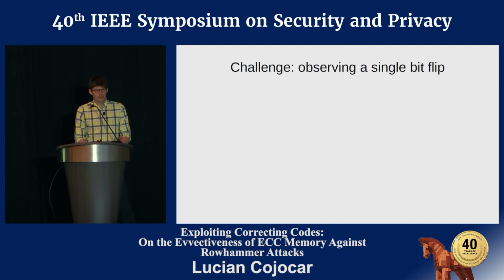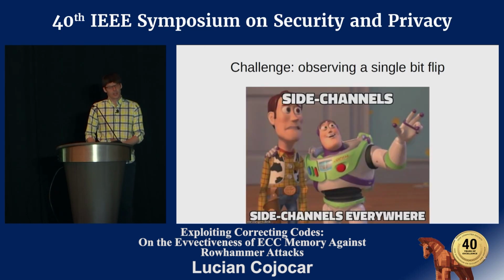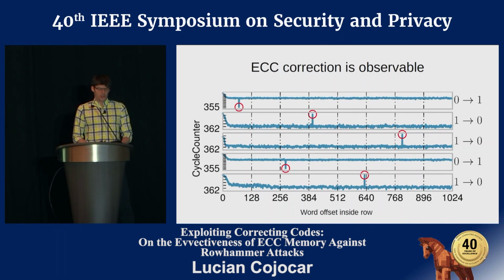But I said that ECC will correct at least 1 bit flip. So the next challenge is to see how we can observe whether our bitflip candidate is actually a bitflip or not. And I think every speaker before me mentioned side channels. Yes, side channels are everywhere, including in the error correction hardware. You can imagine that when a bitflip is corrected, there's a slow path, an error path in the hardware, and this path will have an effect on the memory access performance.